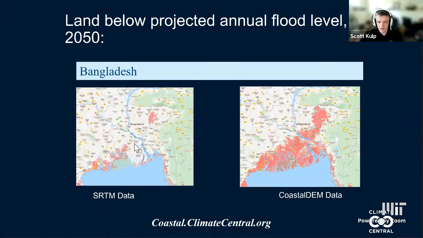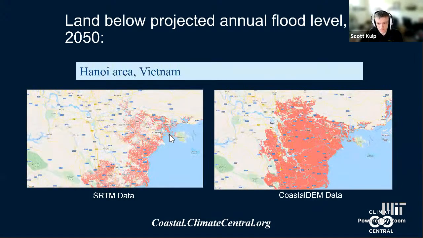Bangladesh is a big one. Bangladesh is just covered by vegetation and trees, and errors in SRTM are very, very high. And so CoastalDEM helps to flatten that out. Vietnam, same thing. It's very densely populated with a lot of vegetation. So SRTM really struggles with that.